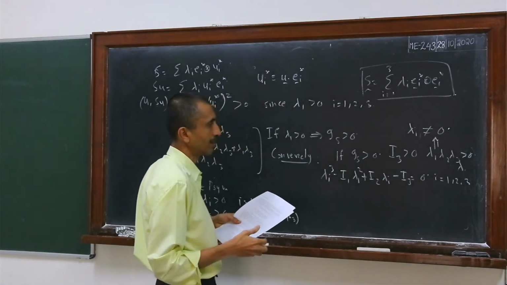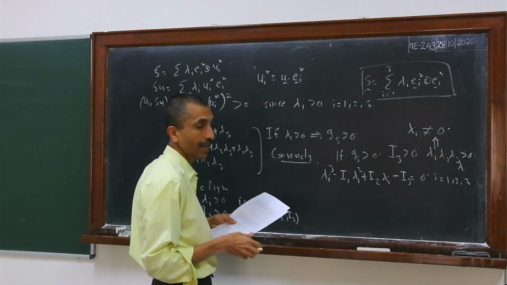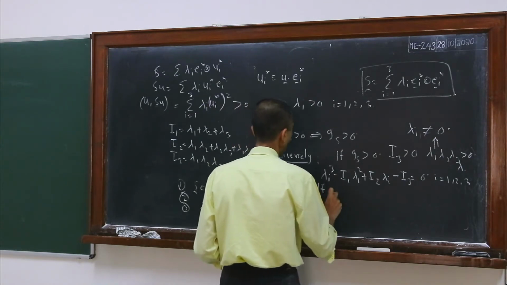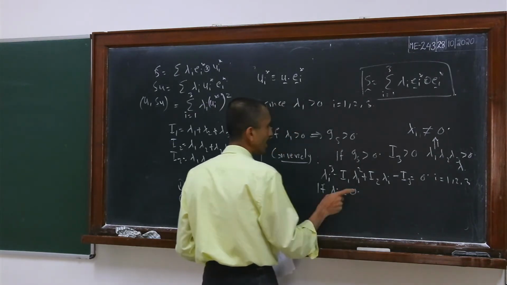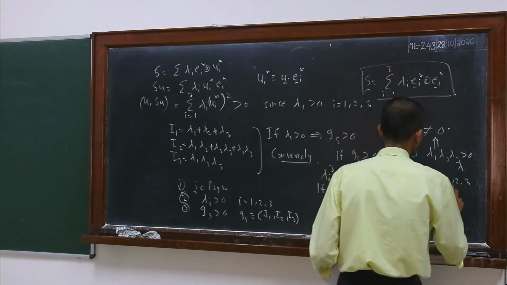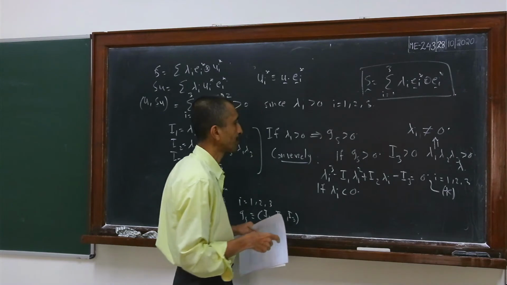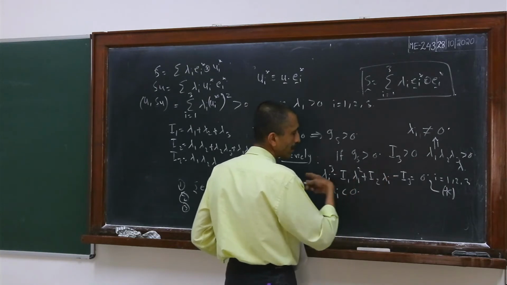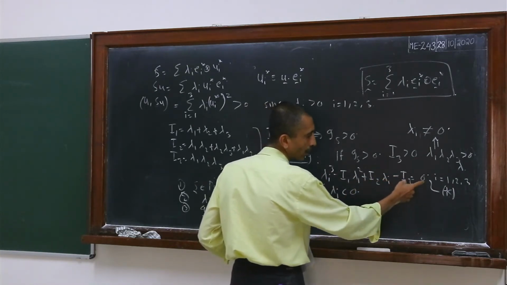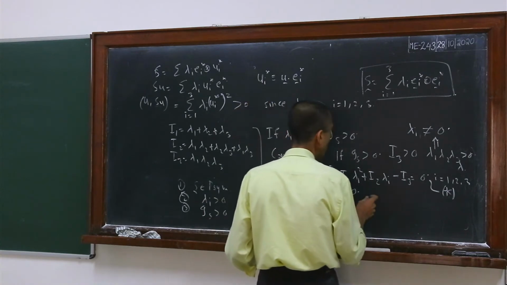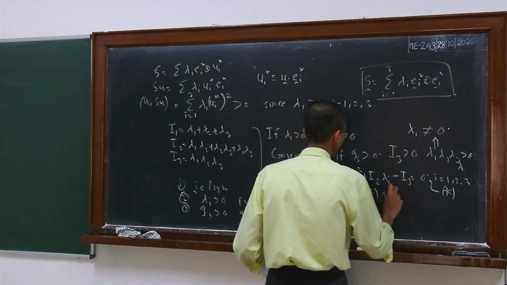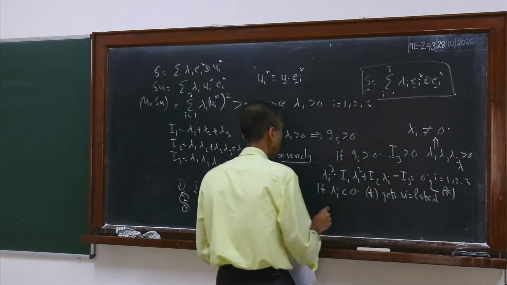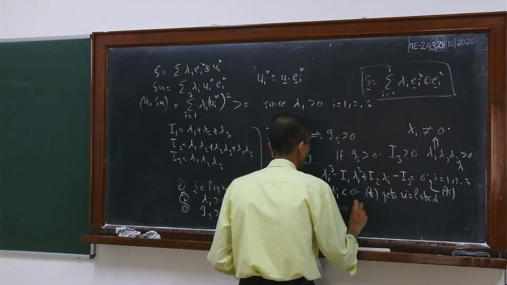Now, what is the other possibility? That lambda I is negative, let us say. Okay, so if lambda I is less than 0, then let us call this star. So star will get violated, because then you'll get this is negative, this is negative, this is negative, this is negative, right? So it's a sum of negative numbers, and that cannot be equal to 0. So if lambda I is less than 0, then star gets violated. Hence lambda I is greater than 0.